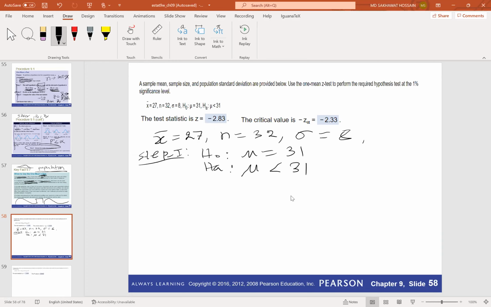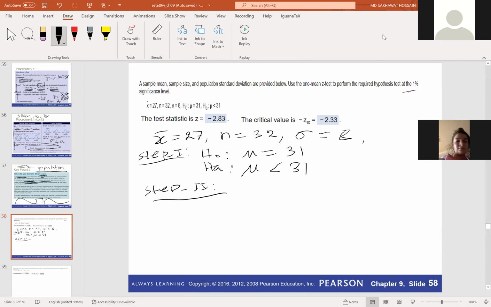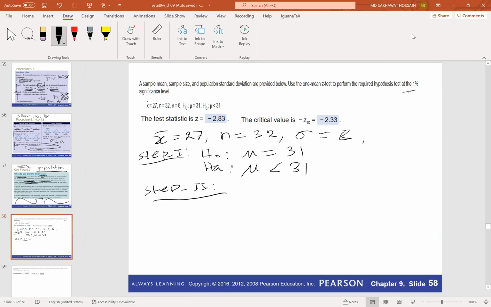Okay, the next step is we'll decide the alpha value. So what is the alpha value here? The level of significance. We'll perform the hypothesis test at 1% level of significance. So that means alpha is 1%, which is 0.01. So this is our alpha value, the level of significance.